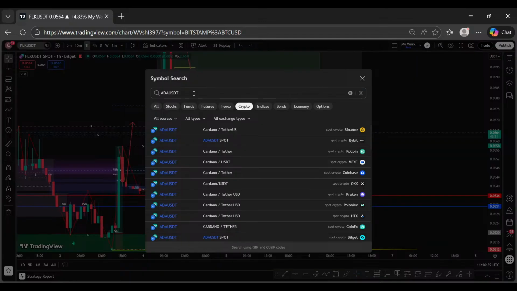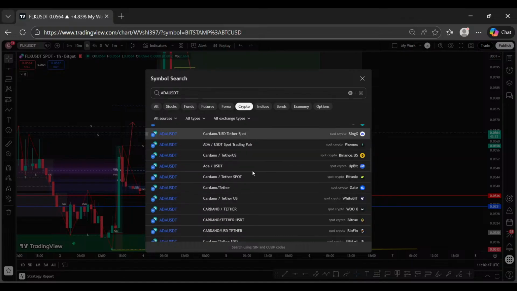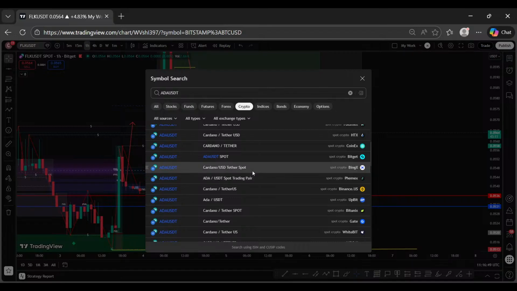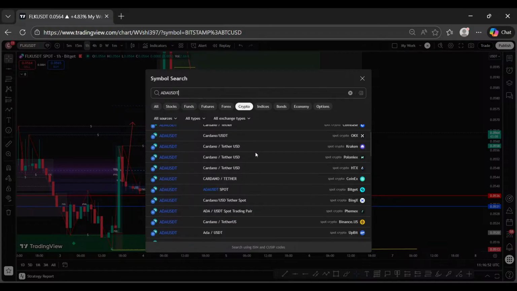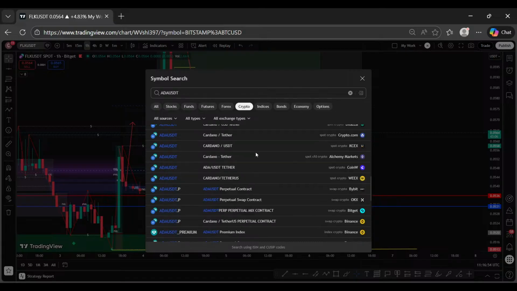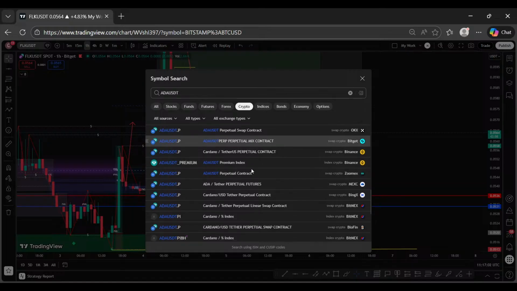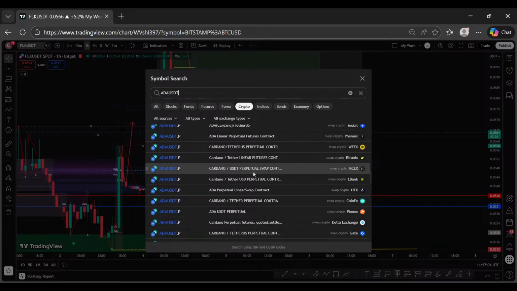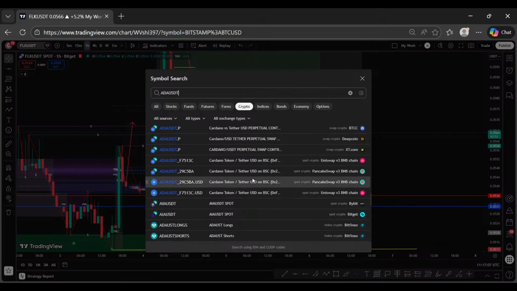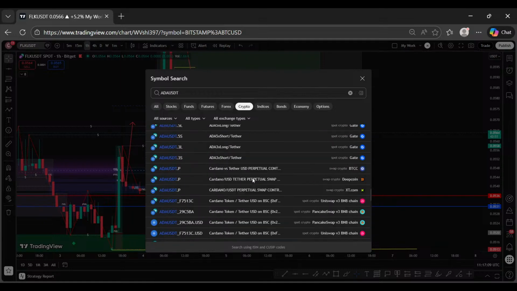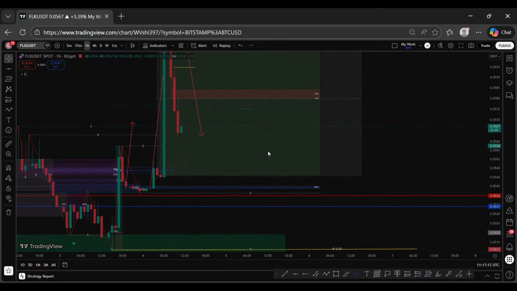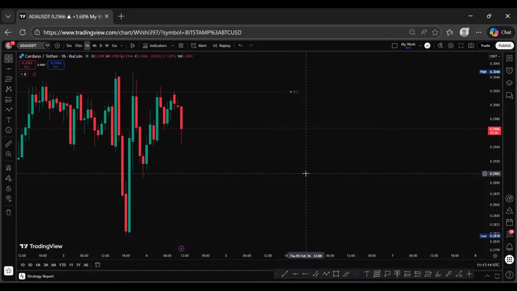Okay, so now let's move to ADA Cardano. Let me go and check the perpetuals contract for the ADA. But it's better to go for the KuCoin setup.